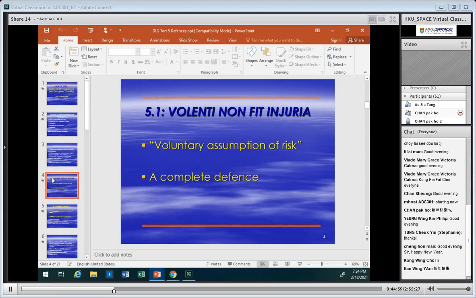So let's get on to volenti by way of revision, because we did get this far last time. Remember, in English, it means voluntary assumption of risk, and indeed, it is a complete defence.